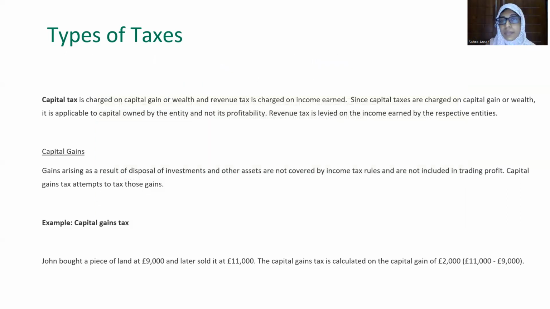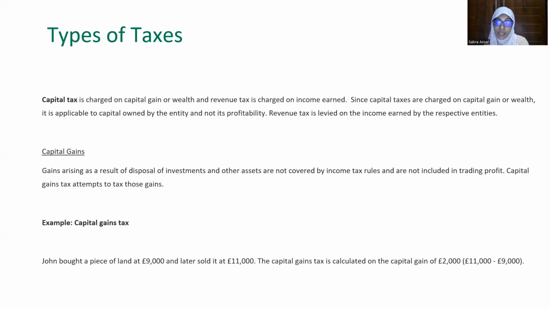Moving on, I will be talking about capital tax a little bit more. Basically, capital tax is generally charged on capital gain or wealth, and revenue tax is charged on income earned. I mentioned to you that capital tax will be related to capital gain, or there were examples where we were talking about assets being sold at a higher price. So that is what capital tax is all about. And revenue tax is basically on the revenue earned, so it is basically on the profit.